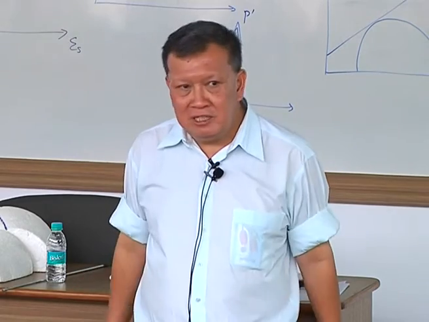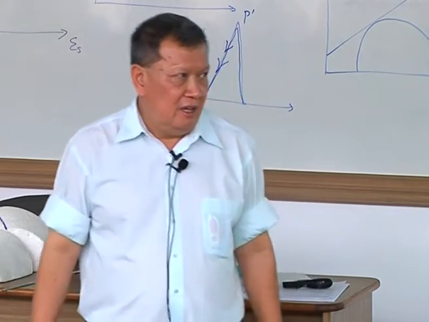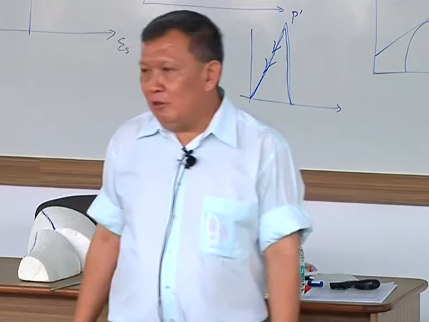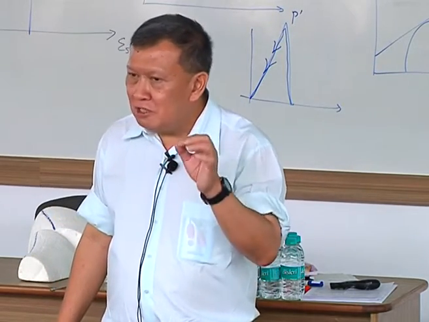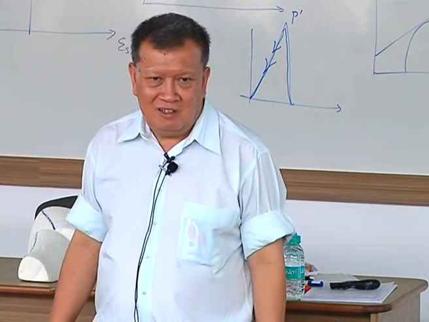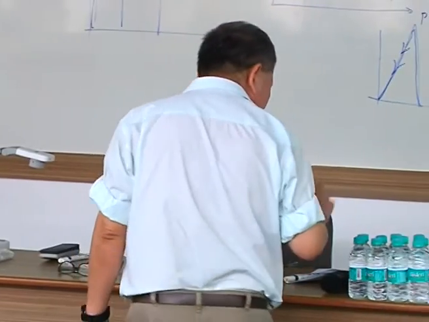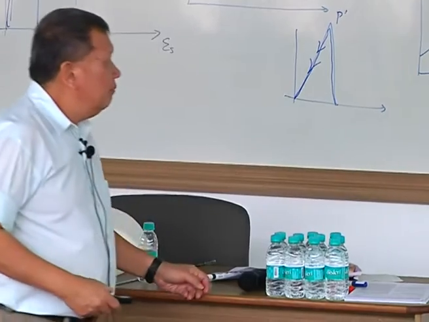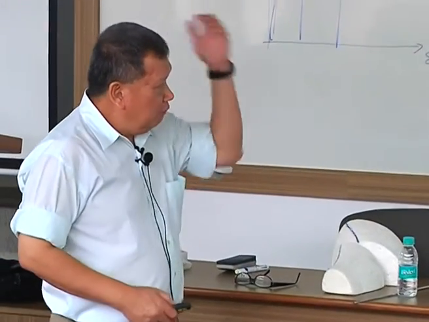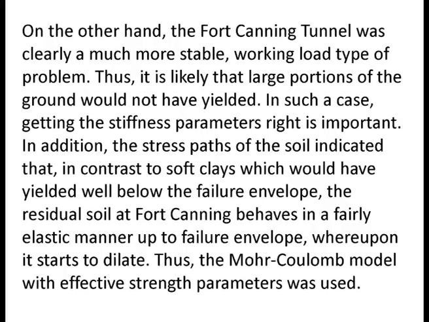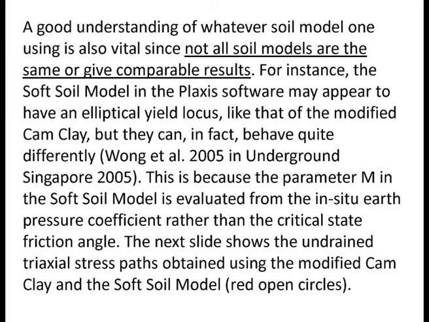So basically, the way I see it is, you don't have to use the best model. You can, but the guy who uses it needs to have a lot of skill. Okay, so this is the Fort Canning Tunnel, and basically a Mohr-Coulomb with effective stress parameters is fine.